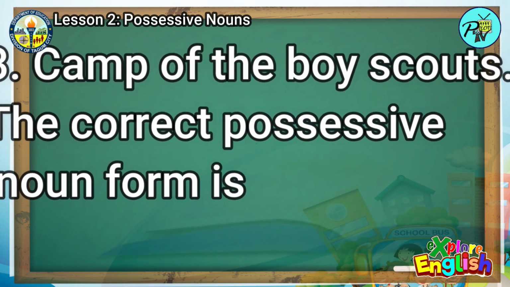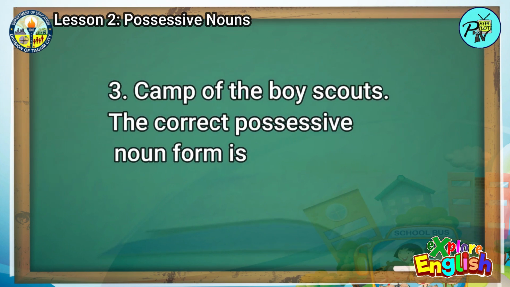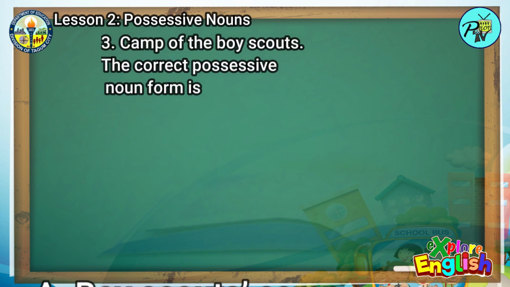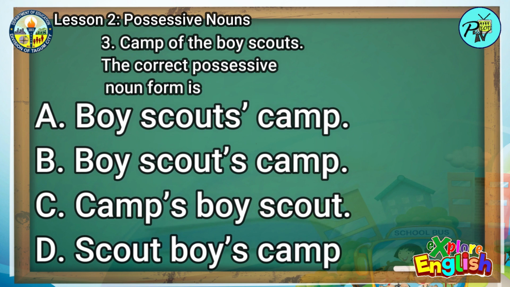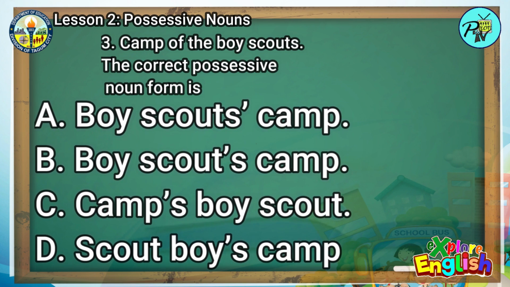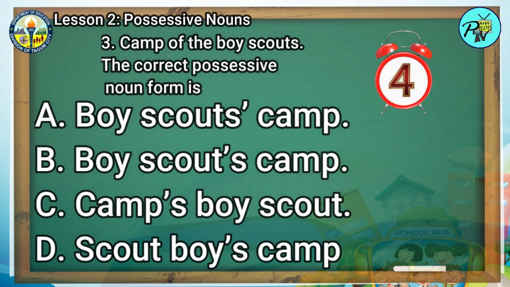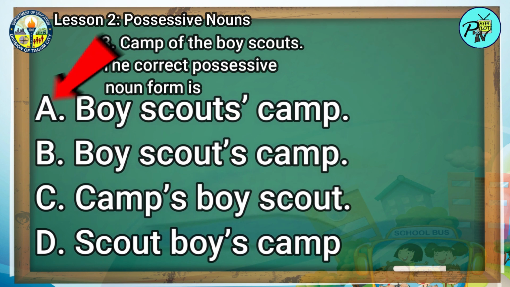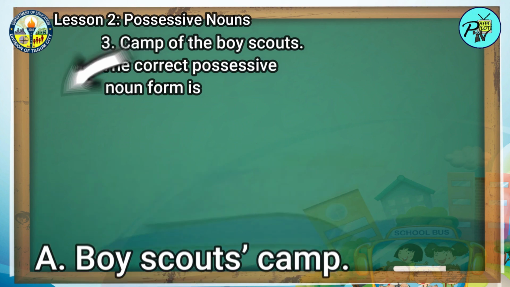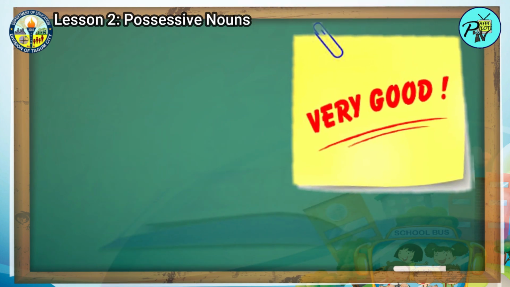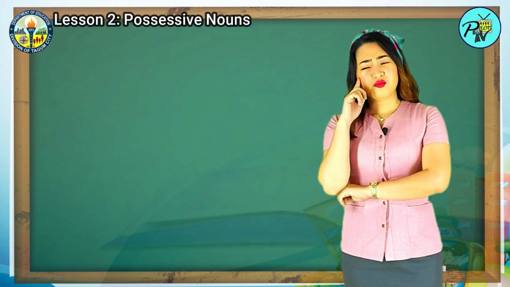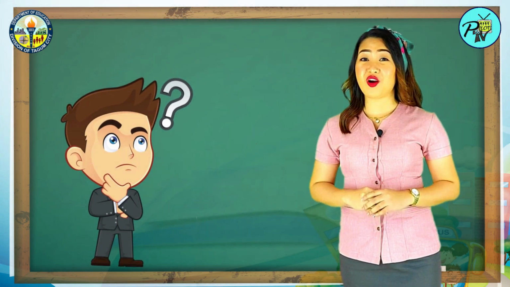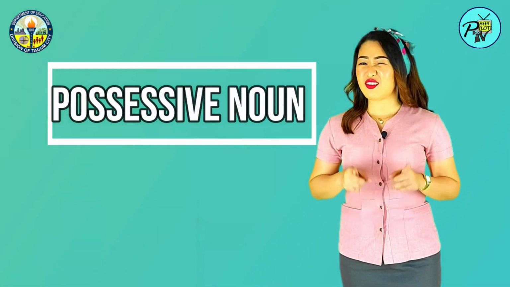Number 3. Camp of the Boy Scouts. The correct possessive noun form is A. Boy Scouts' camp, B. Boy Scout's camp, C. Camps Boy Scout, D. Scout Boys camp. The answer for number 3 is A. Do we have the same answer, kids? Very good! Very good, kids! You did an excellent job! Now, if I'm going to ask you to write your own sentence using a possessive noun, can you do it?